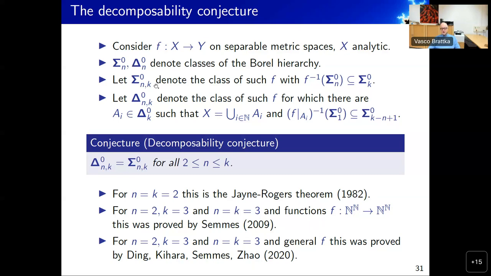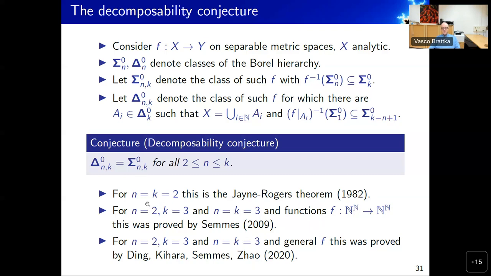So this describes what I mean by sigma nk, and by delta nk, we denote a class that measures the complexity of functions in a different way, namely, we want to decompose the function again, like in the case of sigma continuity, but now the decomposition is a little bit more general. We don't demand that the decomposed functions are continuous. We only demand that they are sigma k minus n plus 1 measurable. So that means preimages of open sets are sigma k minus n plus 1 sets. And the decomposition of the domain now has to be such that the sets are delta k sets in the Borel hierarchy. And the question is, are these two different ways of measuring the complexity of functions identical?